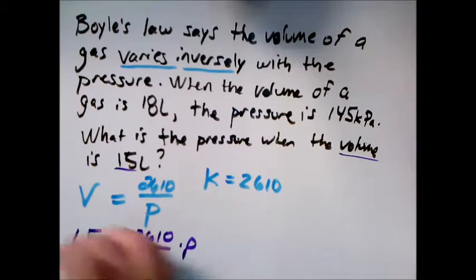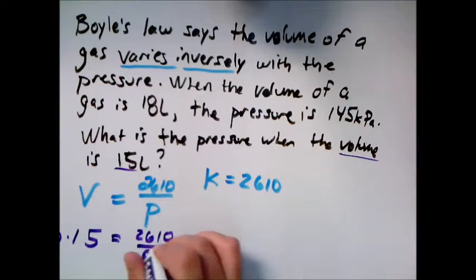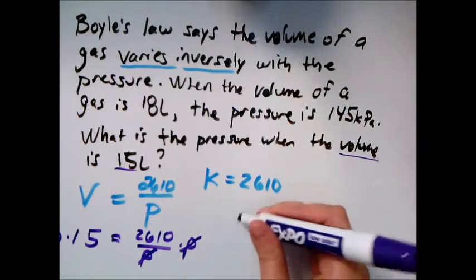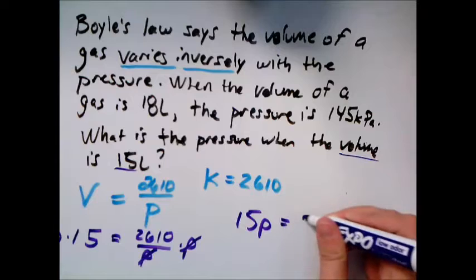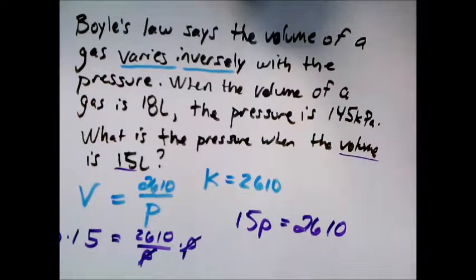What can I do to get P out of the denominator? Multiply it on both sides. And so now it says 15P equals 2610. So divide both sides by 15 to get P by itself. And apparently it's 174.